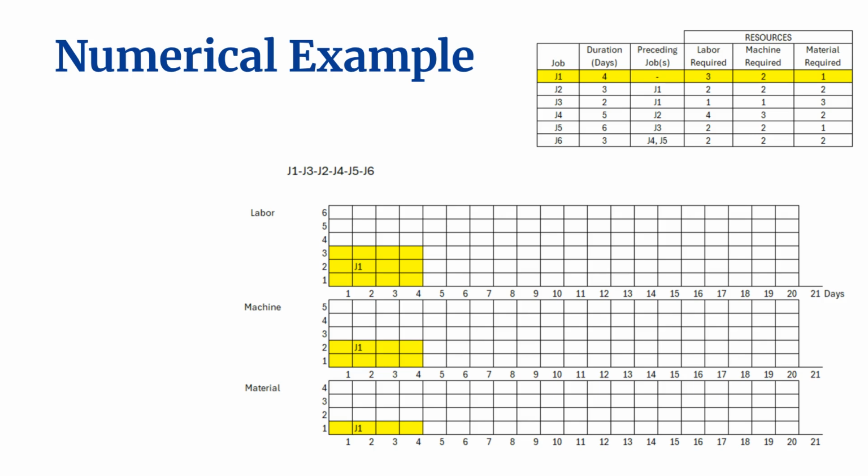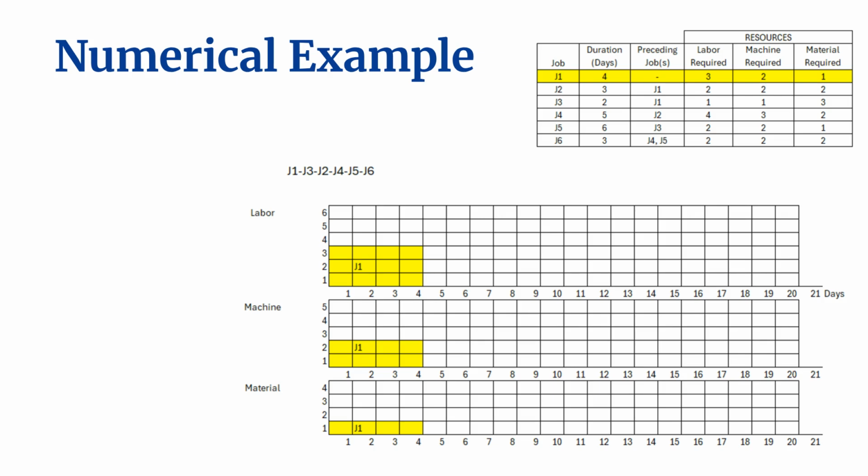The start time, finish time, and duration must be identical across every resource profile for a single job. With that established, let us assign the first job in our sequence, which is J1. Since J1 has no predecessors, it is eligible to start immediately at time 0. According to its resource profile, J1 requires 3 units of labor, 2 units of machine capacity, and 1 unit of material. Its fixed duration is 4 days.